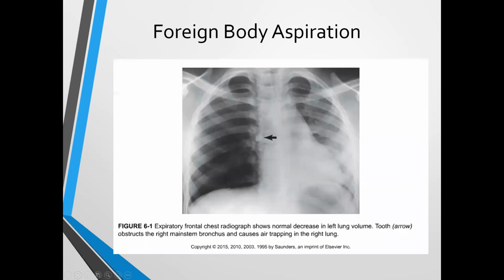So this particular X-ray, and I ruthlessly stole this from one of my textbooks, it's obviously chapter 6, which talks about pediatric and neonatal X-rays. This particular one is an expiratory frontal chest radiograph, or X-ray, which shows a normal decrease in left lung volume. A tooth, and we're really looking at this right here, obstructs the right main stem bronchus, causing air trapping in the right lung.